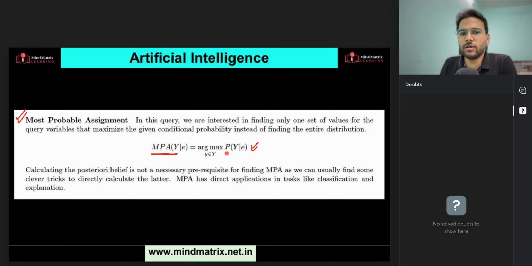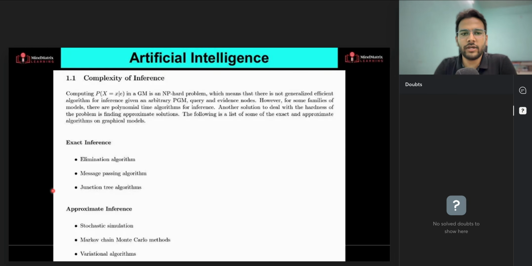So we were trying to find the maximum probability for Y given E, right? In the Viterbi algorithm, given the observed states and the parameters, we were trying to find for which hidden states the probability will be higher. We were finding all the probabilities and then finding the maximum of all. So that is nothing but most probable assignment. MPA has direct applications in tasks like classification and explanation. That is fine. We can proceed further.